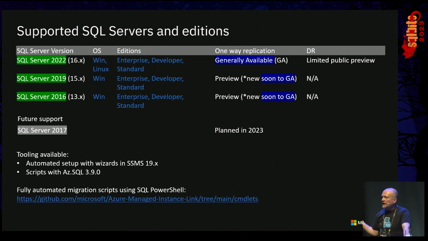And also in terms of tooling support, some of the older versions are supported with automated wizards in SMS 18, but I would recommend going to SMS 19 as we have the latest updates in there for this solution. And then we have also built automated scripts. If you want to use PowerShell to automate everything, to script everything, you can do that.